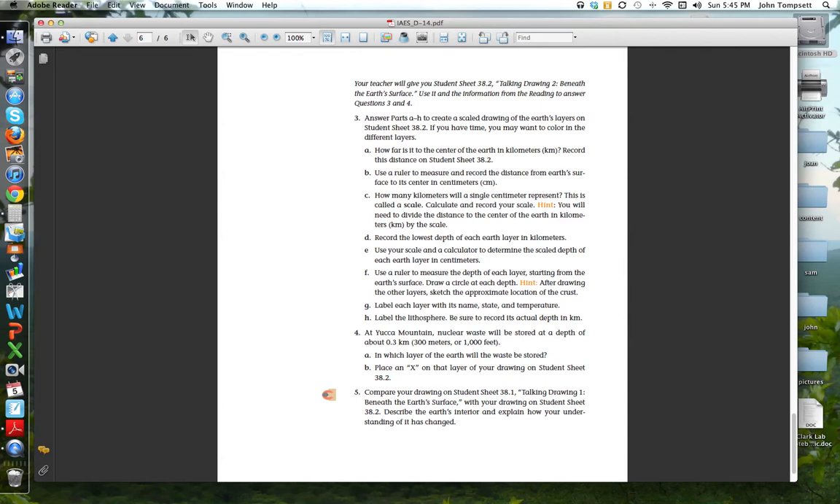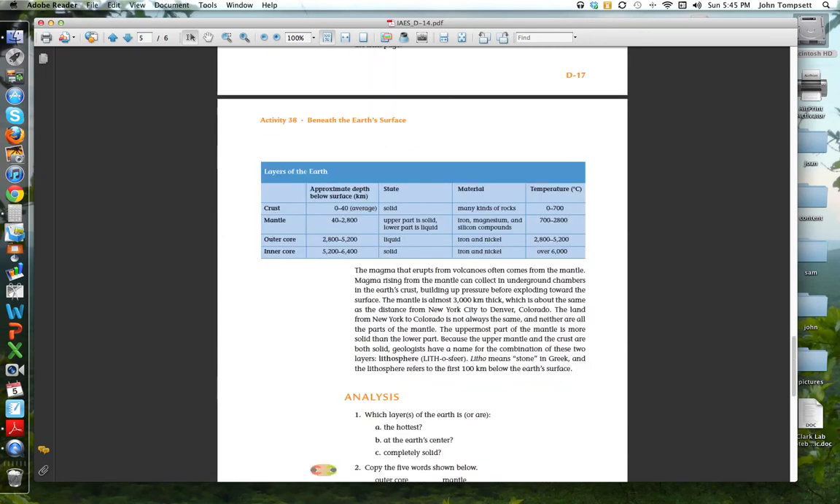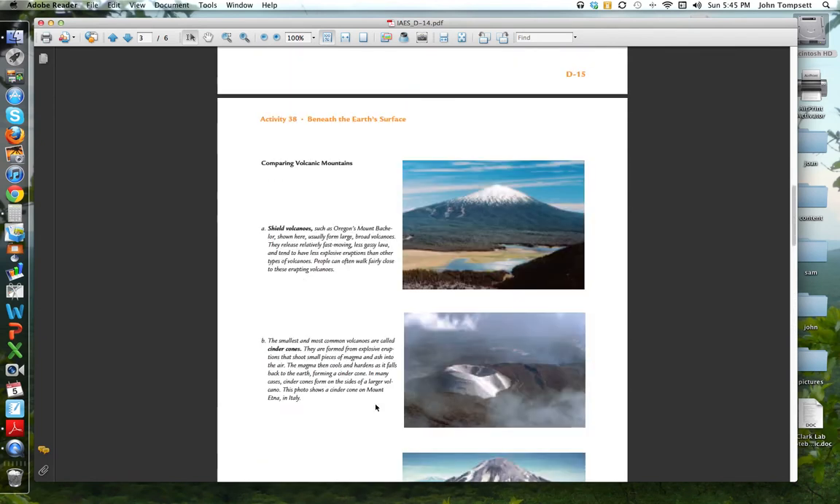And number 5, if your teacher has you do this, compare your drawing on student sheet 38.1 with your drawing on student sheet 38.2. Describe the Earth's interior and explain how your understanding of it has changed. So from the first time you did it in 38.1 to the second time you did it in 38.2. So if you have any questions, please make sure that you ask. I don't know whether you're going to have to do all those analysis questions or not. It's up to your teacher.